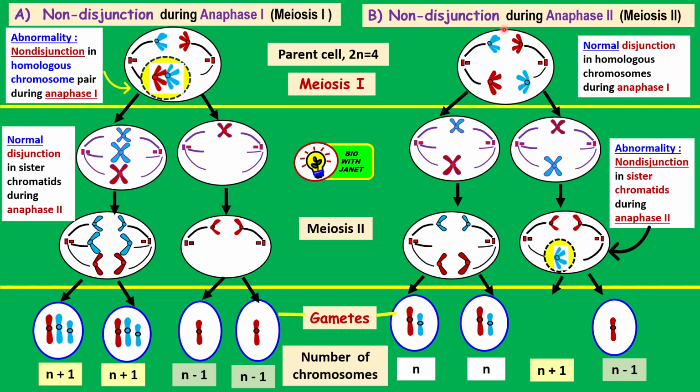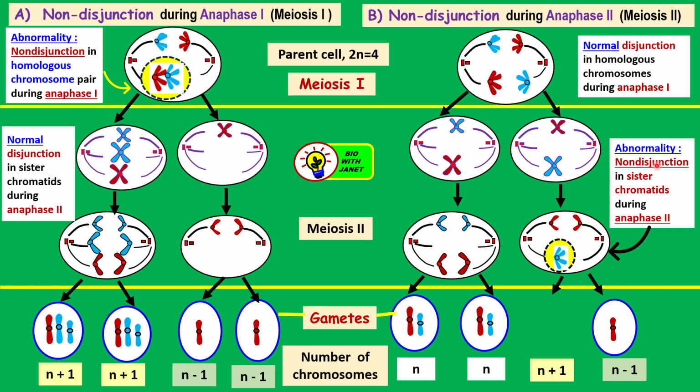Now let's look at the other case in which the non-disjunction occurs during Anaphase 2 in meiosis 2. So at first, in Anaphase 1, there is normal disjunction or normal separation of homologous chromosomes to the opposite poles. The spindle fibers will pull the homologous chromosomes apart, and then they move to opposite poles, and the resulting intermediate daughter cells will be like this. Each intermediate daughter cell is normal. It has 1 short chromosome and 1 long chromosome. Same for this one.